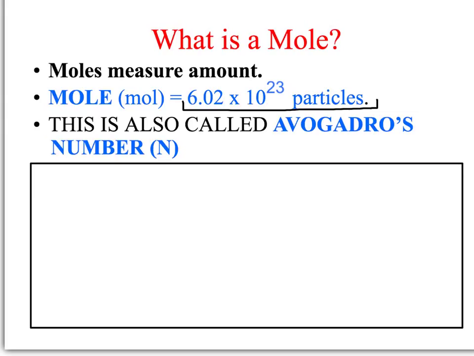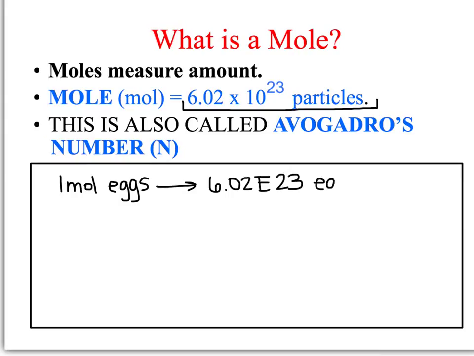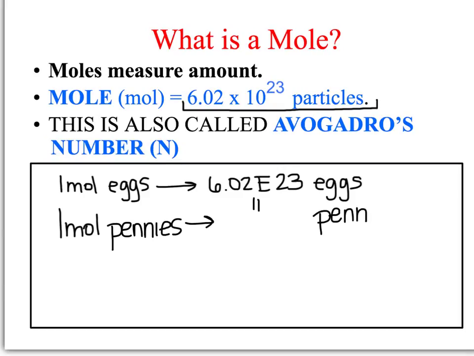In other words, if I was to have 1 mole of eggs, I would have 6.02 times 10 to the 23rd eggs. If I had 1 mole of pennies, then I would have 6.02 times 10 to the 23rd pennies. So a mole is an amount. I couldn't say how much would a mole weigh, because a mole of eggs would weigh a different amount than a mole of pennies.